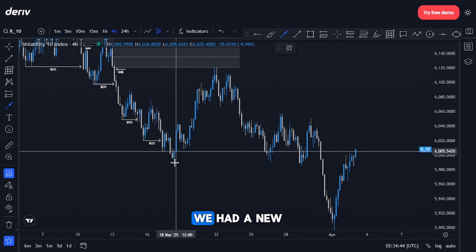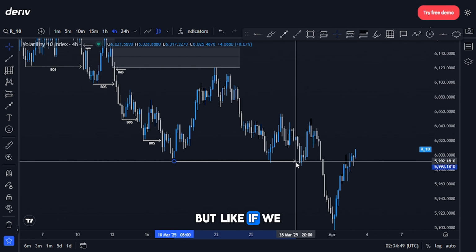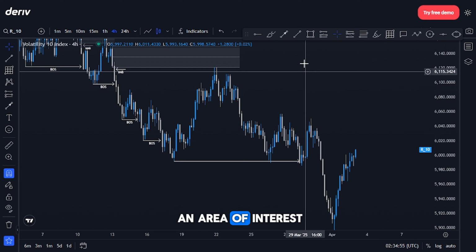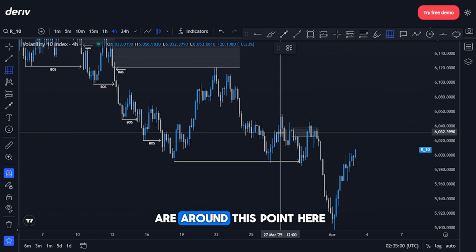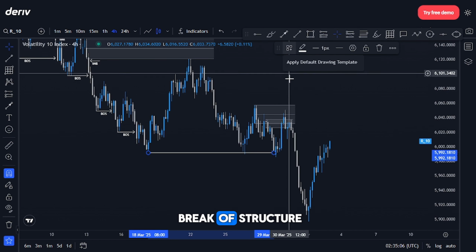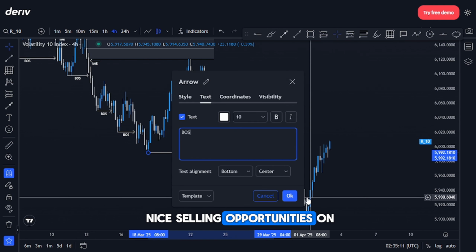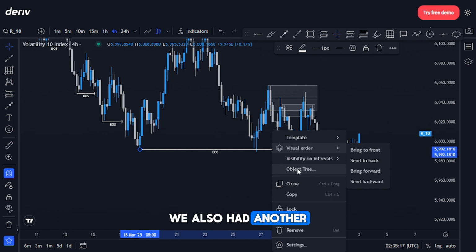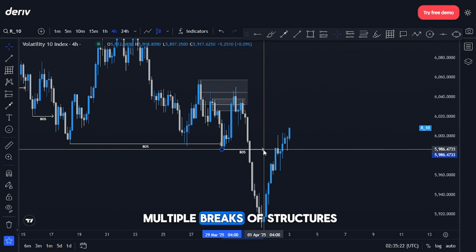And as you can see here, we had a new break of structure, which is not considered a break of structure, but if we extend it, you'll already see that we broke structures around here. We pulled back into an area of interest, maybe around here. So after having that break of structure, we expect what? To get those nice selling opportunities on Vix 10, guys. Now, after this break, we also had another break of structure, which is this one here. So we had multiple breaks of structure.